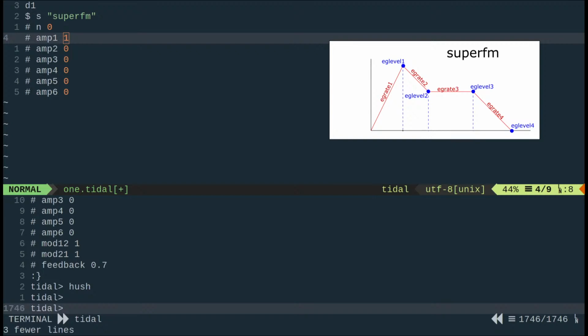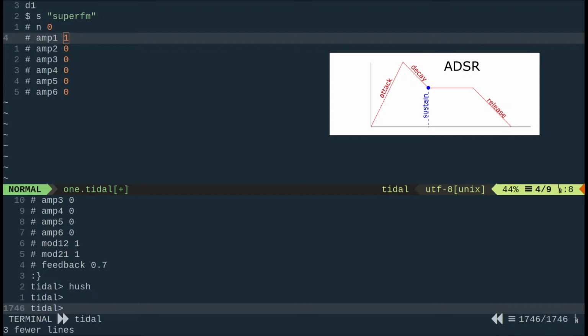Here, as you can see, EG rate 1, EG stands for envelope generator. EG rate 1 is the time it takes from 0 to EG level 1, which is just an amplitude value of the sound. So it would be the time it takes from when you hit the key, when you trigger it, until a value you put in level 1. So it would correspond to the attack.